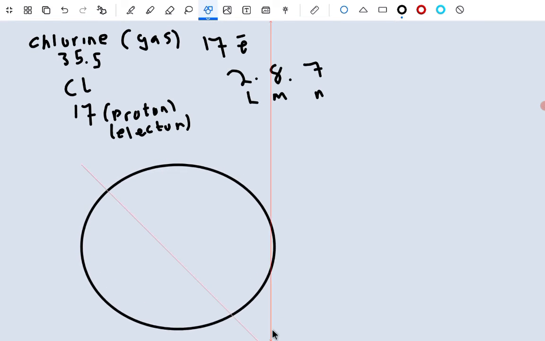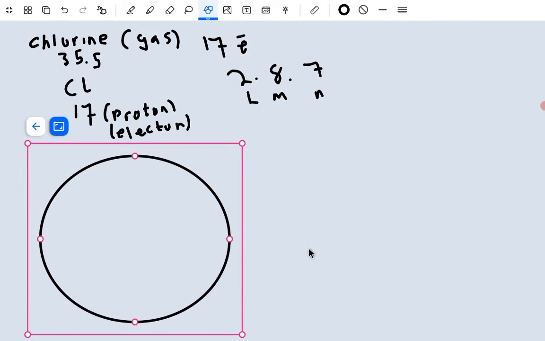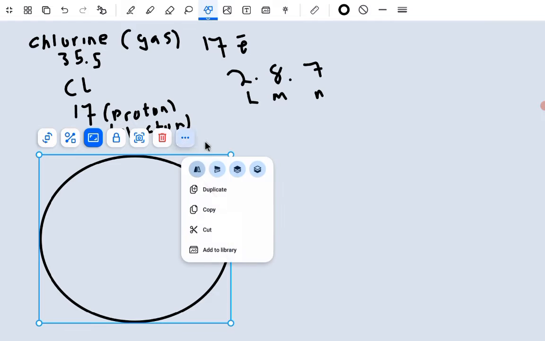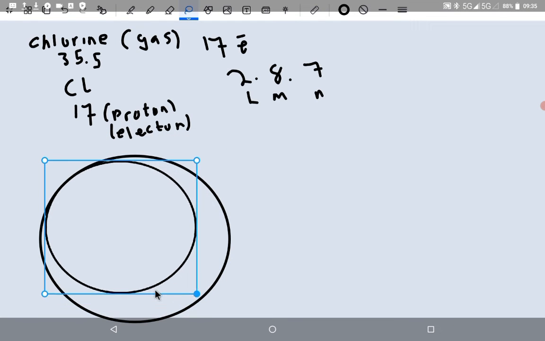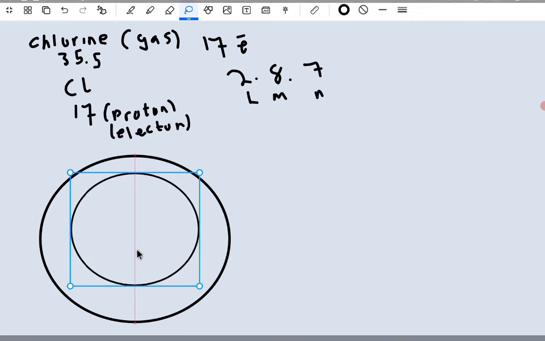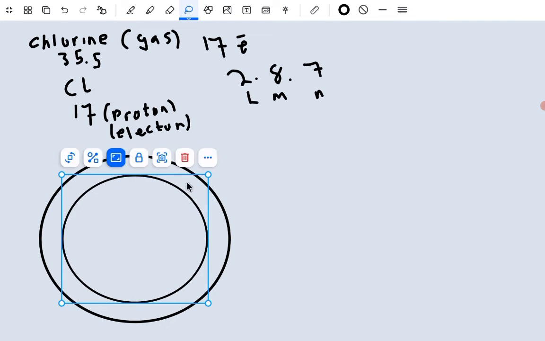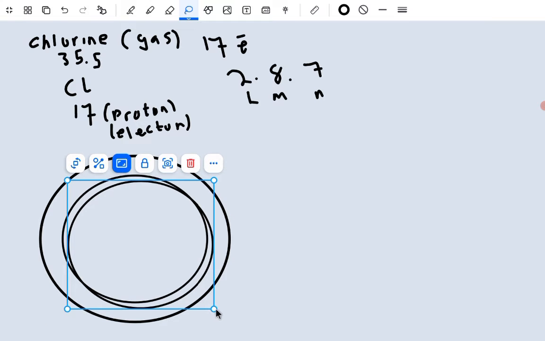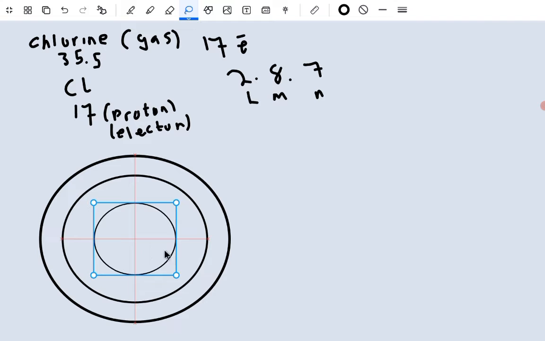We can start with the last shell, which is the maximum. And then we can just do this. We do this, duplicate, and we do this. This will be our second shell, and we can just say duplicate. We make the last shell. Okay, so this is chlorine with 3 shells.